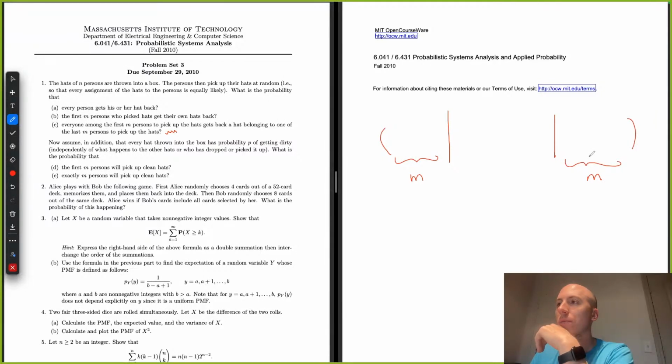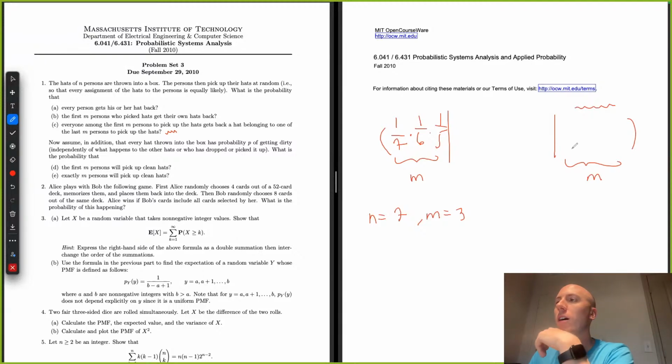Let's say n is equal to 7 and m is equal to 3. So for this person, there's a 1 in 7 chance, times a 1 in 6 chance for this person, times a 1 in 5 chance for this person. So these hats are going away.